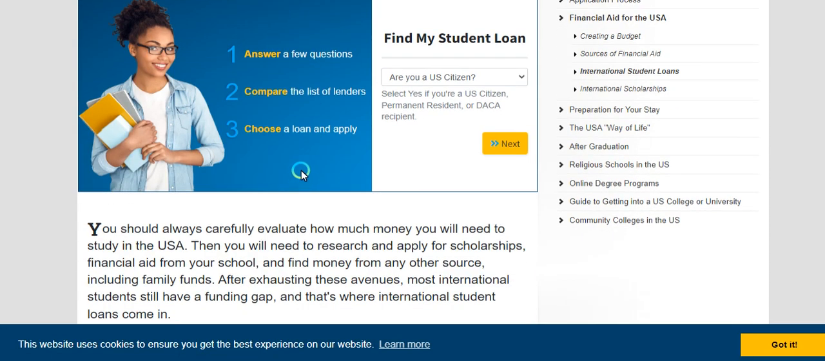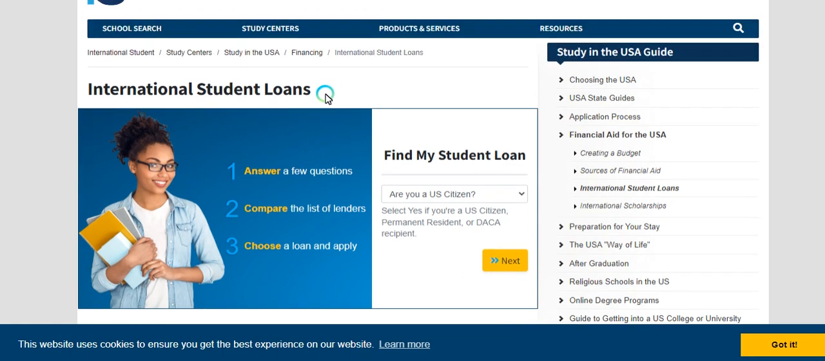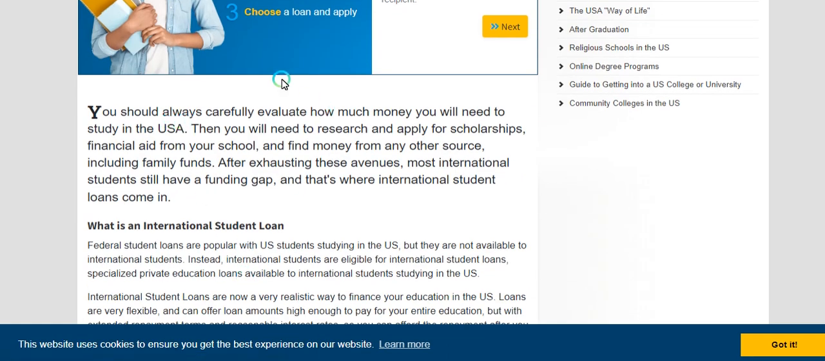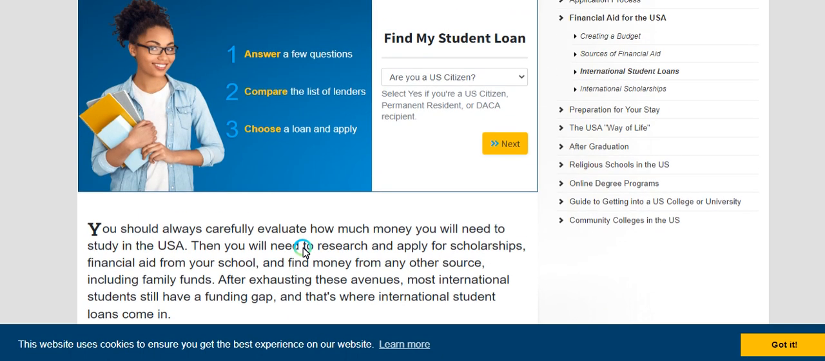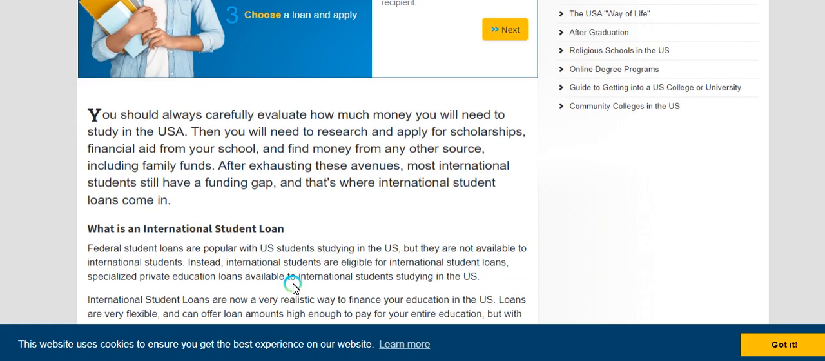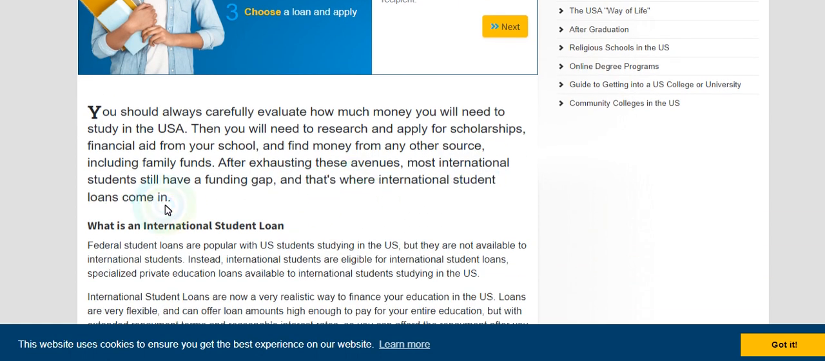First of all, there are some questions you should ask. You should always carefully evaluate how much money you will need to study in the USA. Then you will need to research and apply for scholarships, financial aid from your school, and find money from any other source including family funds. After exhausting these avenues, most international students still have a funding gap, and that's where international student loans come in.